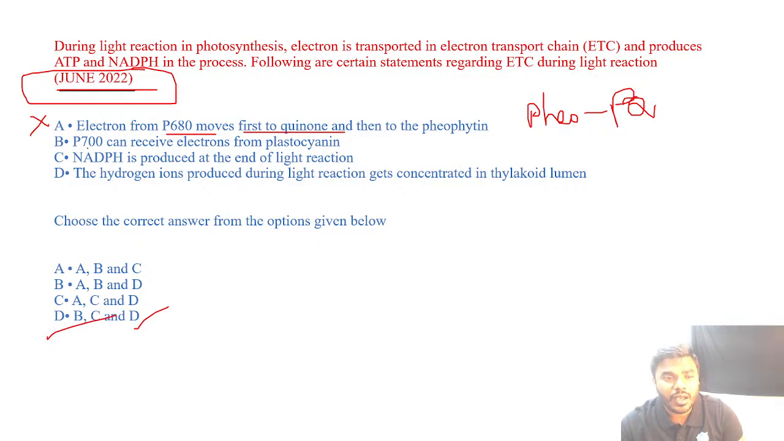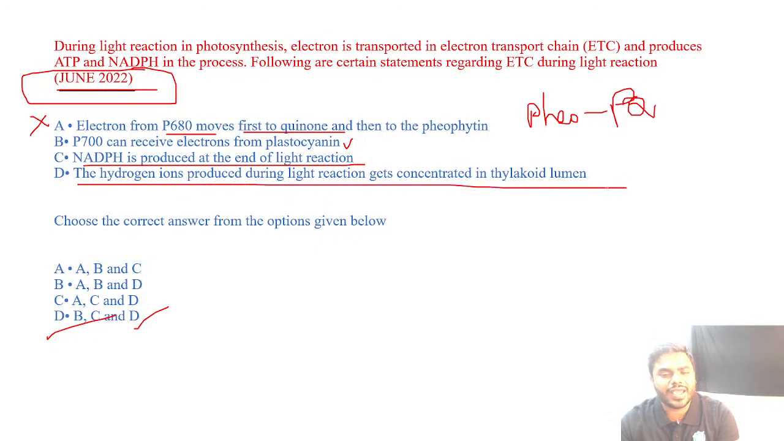Now option B, P700 can receive the electron from what? Plastocyanin. Of course true. Plastocyanin is the electron donor for the P700. And we read very clearly that during the light reactions we will produce the NADPH, no doubt about it. And just now we read where the hydrogen ions get accumulated. I have shown you, in the thylakoid lumen. Very, very simple. The answer will be D.